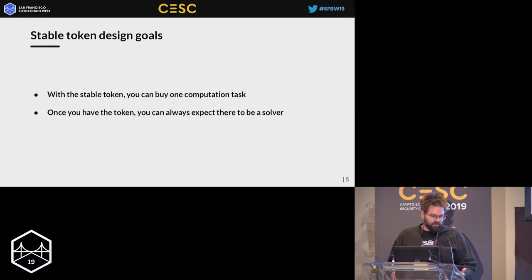There are two important properties that the CPU token should have. So first, with the stable token, you can buy one computation task. So one token corresponds to one task, and using the token, you can post the task on chain. But it's not enough just to post the task on chain. We also need another property. This is that once you have the token, you can always expect there to be a solver, and this solver will then post the solution to the task that was posted to the task book.